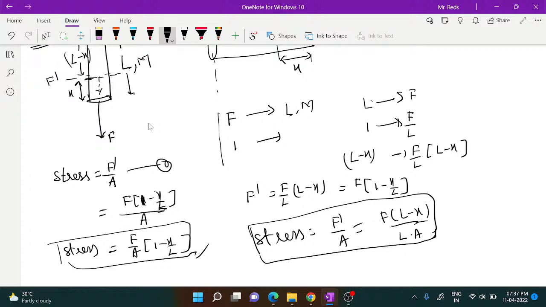So you have to divide this L with this L. Then we can write stress equal to F by A, taking out, L by L minus x by L, that is 1 minus x by L. Then you will get this one. That's why I'll simplify it. You have to just look into the options carefully and try out. Okay? So fourth one, I'll try two more.